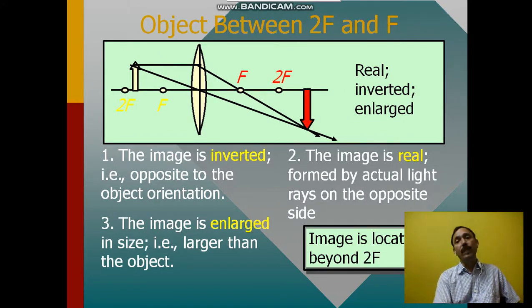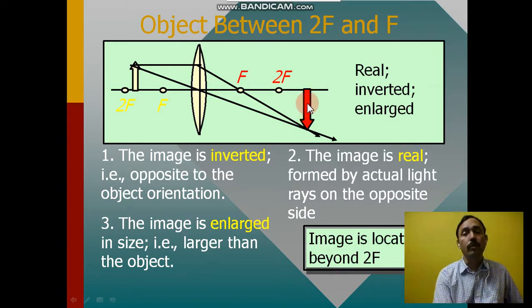Object between 2f and f. So here the object is in between 2f and f. This light is passing parallel to the principal axis, after refraction passing through the focus. Here it is passing through the optical center, they are meeting, and the image that is produced is beyond 2f, and it is inverted. So this image is real, inverted and enlarged.